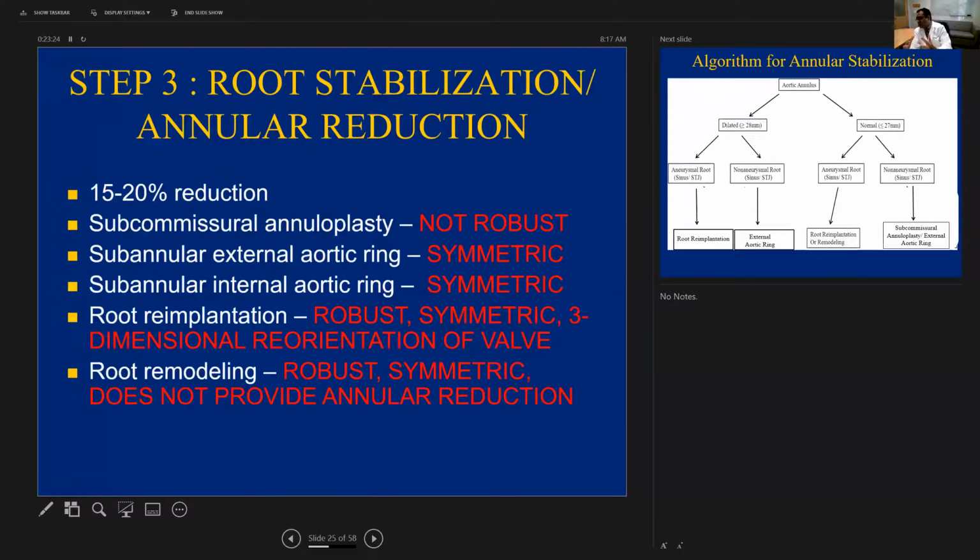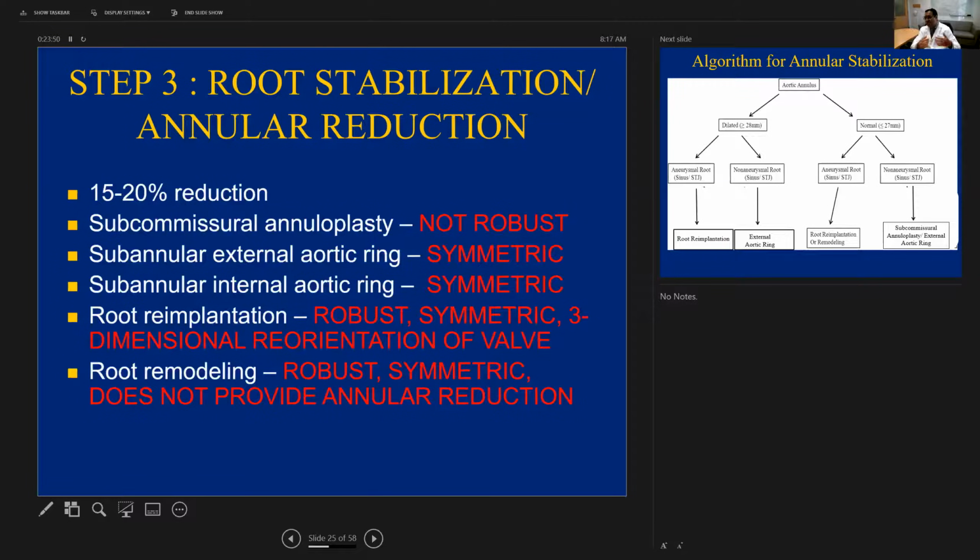So those are just a brief overview, a brief look into all the little techniques that we can use for leaflet repair, for improving free margin equalization, preventing billowing and improving your coaptation zone. The third step we do, once we commit to the repair and employ the primary cusp repair techniques, is to achieve root stabilization and annular stabilization.